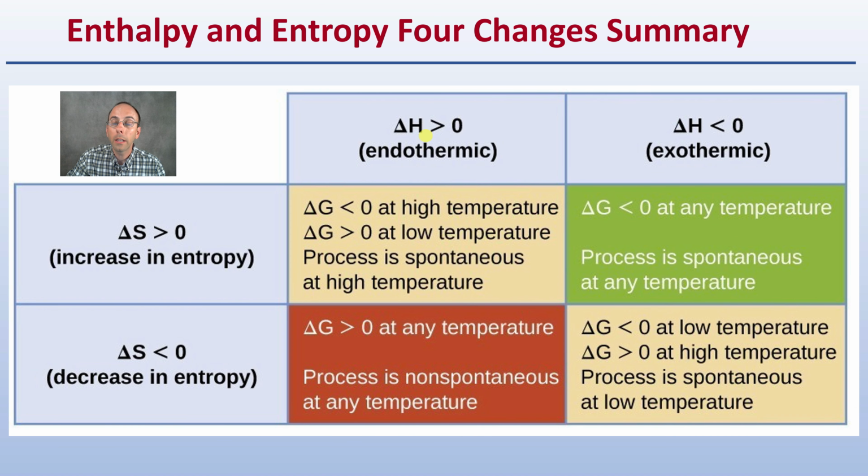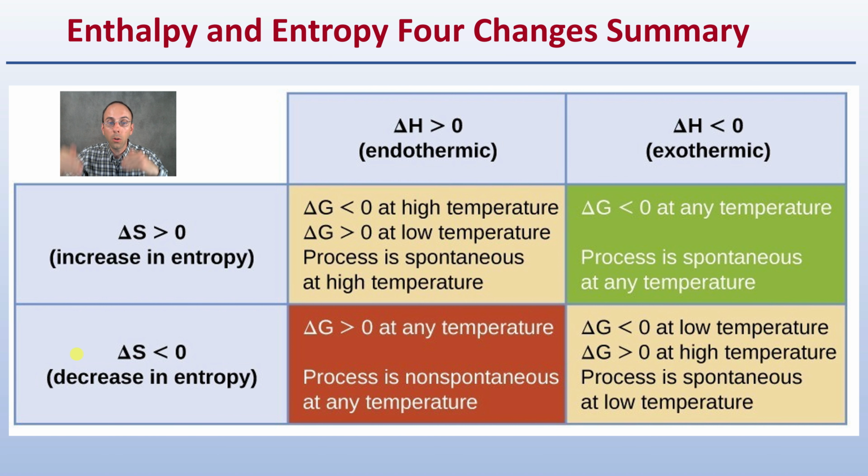Well, when our delta H is positive, it's going to be an endothermic reaction. When delta H is negative, it's going to be an exothermic process. So that's endothermic versus exothermic. Now looking at our entropy: when delta S is greater than zero, that's an increase in entropy, and things are going to get more spread out and more disorganized. Delta S less than zero is a decrease in entropy, and things are going to get more organized.